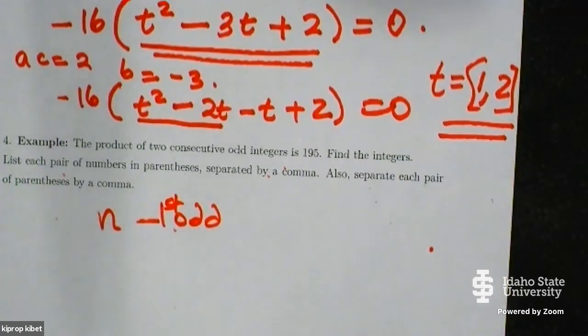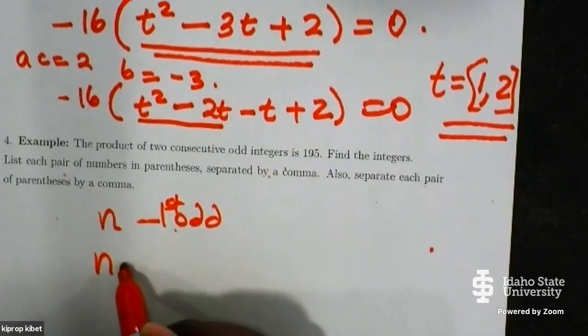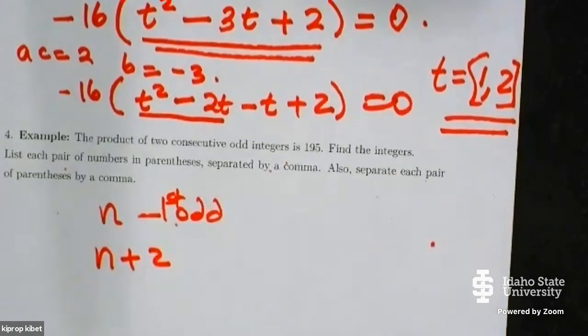You add what? 2, right? So 1 plus 2 is what? 3. Okay. So what do you do to the next to get the next odd number? So 3 plus what? 2. So that means the next odd number there is n plus what? Plus 2. N plus 2.